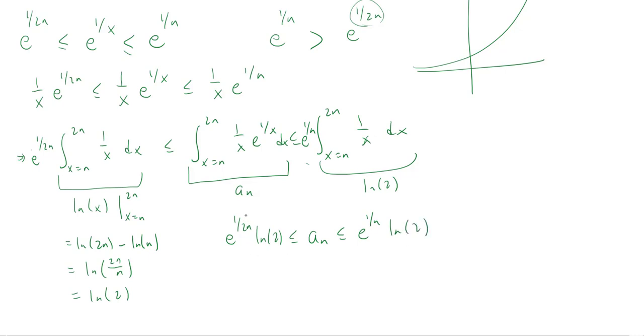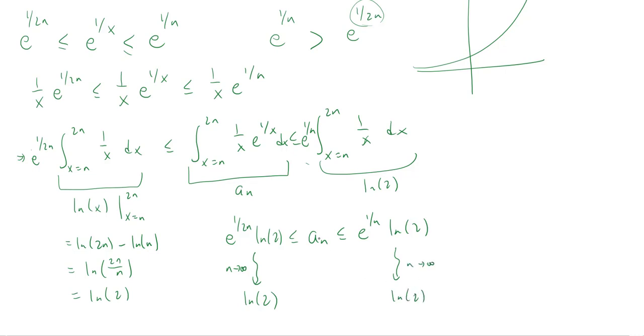Okay, but now what happens as n goes to infinity? On the left side, the exponent goes to 0. And so you're getting e to the 0, which is 1, so this whole thing will just go to ln of 2. But the same exact thing happens on the right-hand side. As n goes to infinity, 1 over n goes to 0. e to the 0 is 1 times ln of 2 is ln of 2.